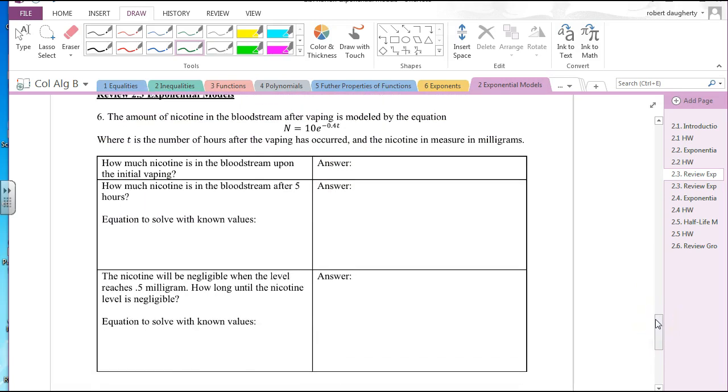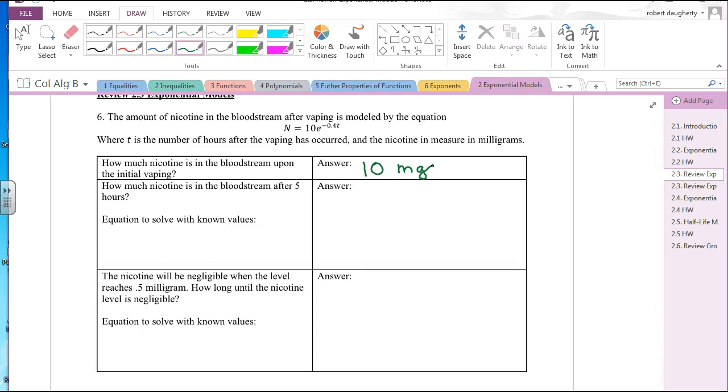The amount of nicotine in the bloodstream after vaping is modeled by this equation you see. T is the number of hours after vaping, and the nicotine is measured in milligrams. How much nicotine is in the bloodstream upon initial vaping? That is the initial value. So that is 10 milligrams.